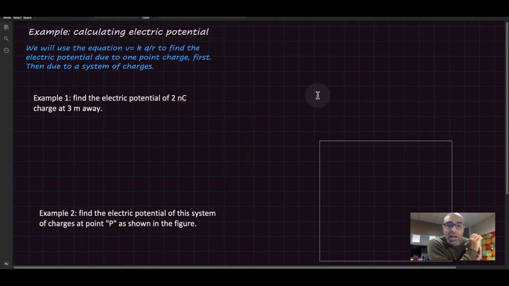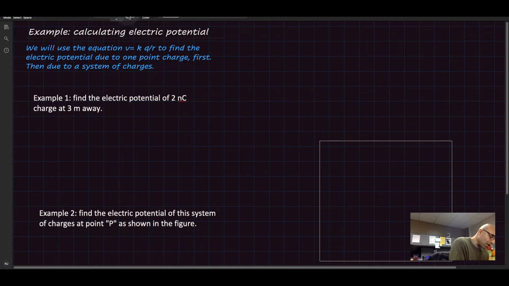All right, let's check out these two examples together. These two examples are concerned with finding the electric potential due to a point charge at a certain point, and the other one is to find the electric potential at a point due to a set of charges. So let's start with this example.